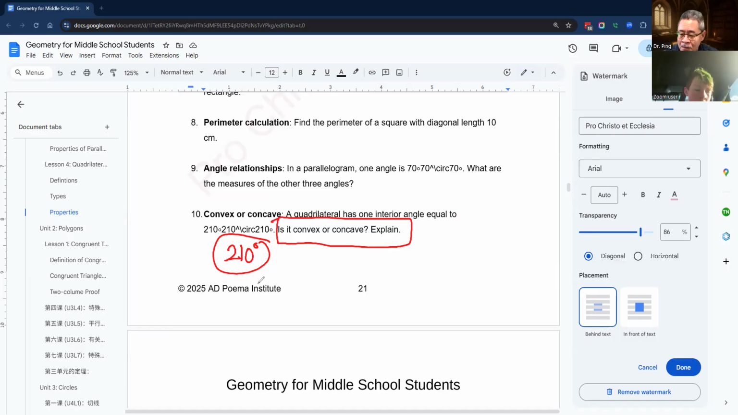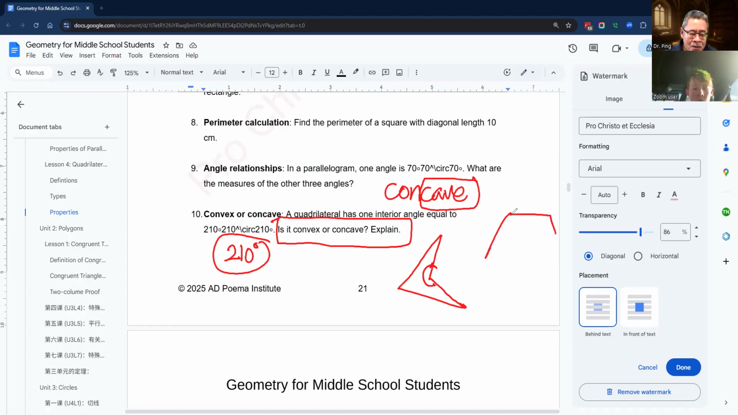Yeah, it's concave, like a cave, the place you hide in. Yeah, this is concave because we get something like this. This angle is more than 180. That's concave. For convex, the angles will always be less than 180. But for concave, one of them, this one, is always bigger than 180.